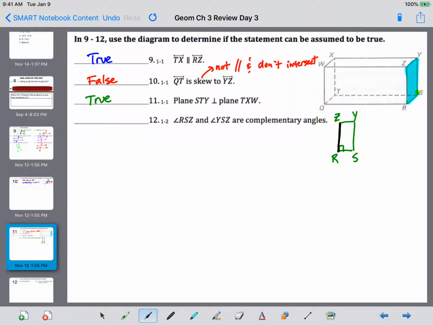And angle RZY, or RSZ rather, so let's redo that. R to S to Z would be right here. And then we'd have angle YSZ would be right here. Well, I told you this was a rectangular prism, so we would assume that that is a right angle, so that would be true. Those are complementary because they'd add up to 90 degrees.